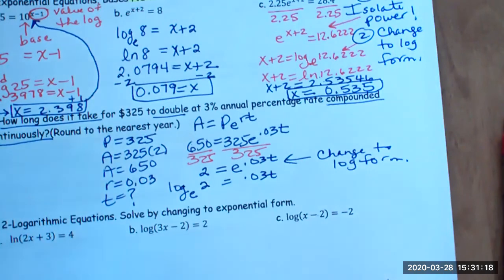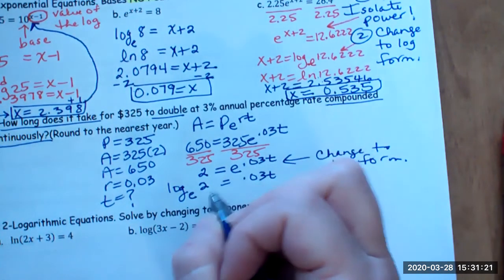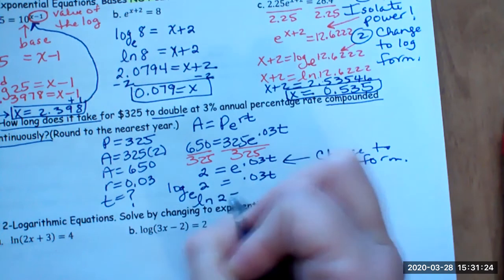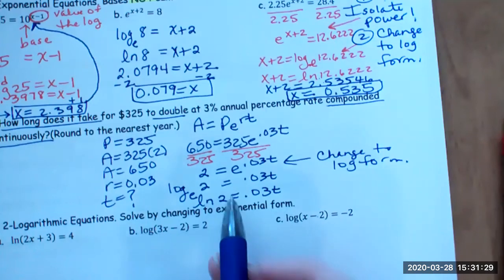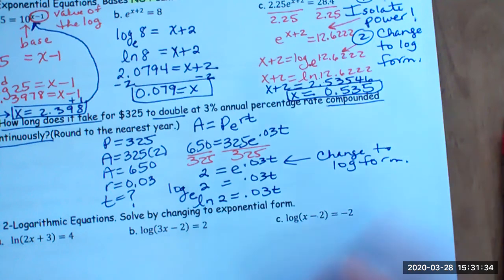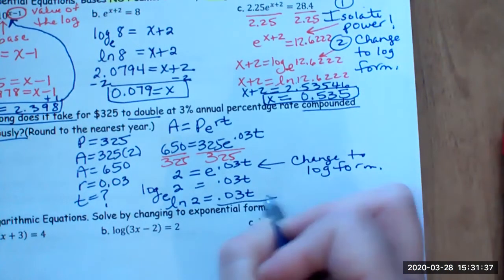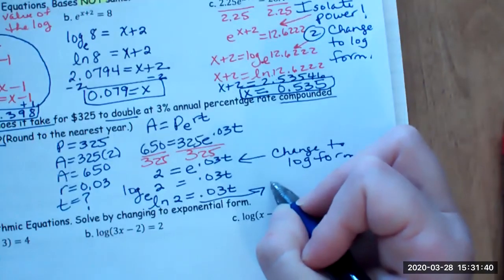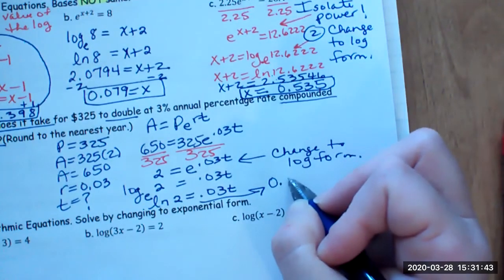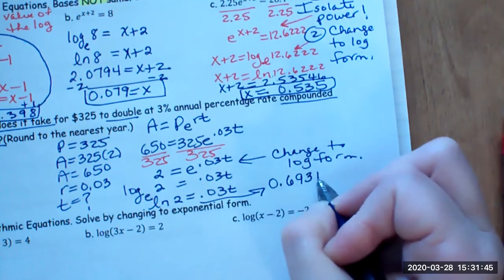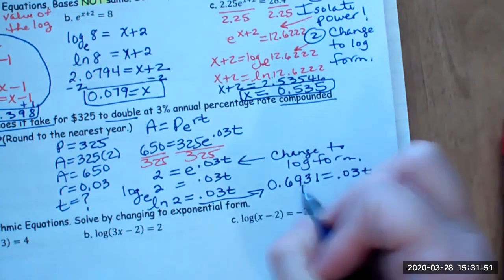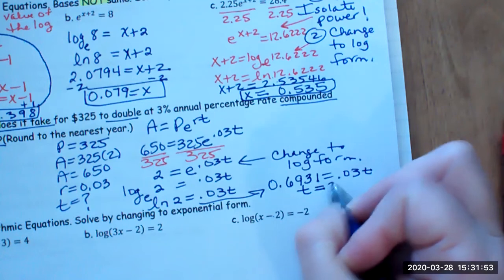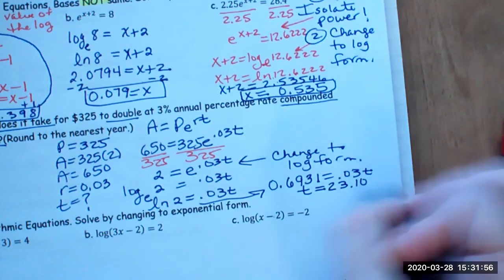Now I'm going to rewrite log base e as natural log. So natural log of 2 equals 0.03t. And now it's just a matter of calculating natural log of 2 in my calculator and then dividing by 0.03 to find the time. So we'll just do that over here. The natural log of 2 in my calculator to 4 decimal places came out to 0.6931 equals 0.03t. And when I divide, I find that t is equal to 23.10, and the decimal continues there.